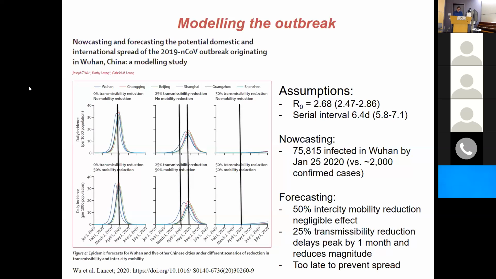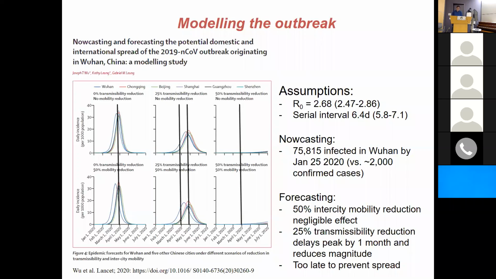There are a lot of modeling studies out there, and I will show you only a couple. This was an interesting paper from, I believe, late January. They not only did forecasting, they also did nowcasting, so they tried to figure out how many people are really infected with this pathogen. Their assumptions were an R0 of 2.68 and a serial interval of 6.4. They nowcasted that there must be 75,000 people infected in Wuhan by January 25th, 2020, based on their models, versus 2,000 confirmed cases at that point in time.